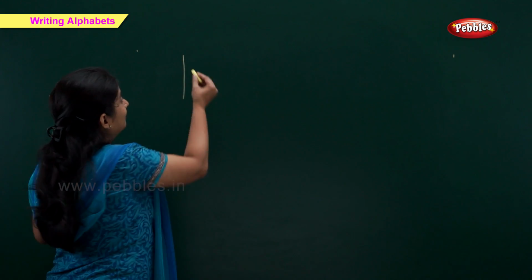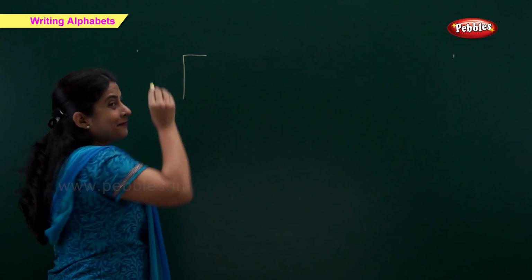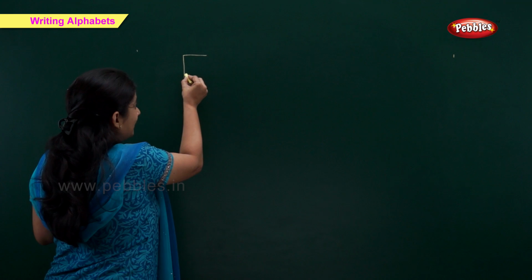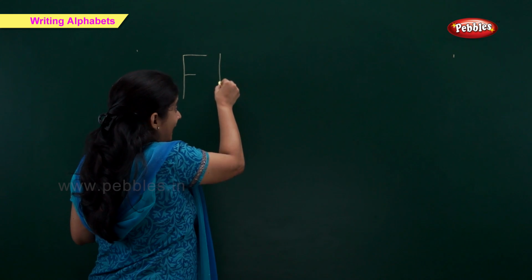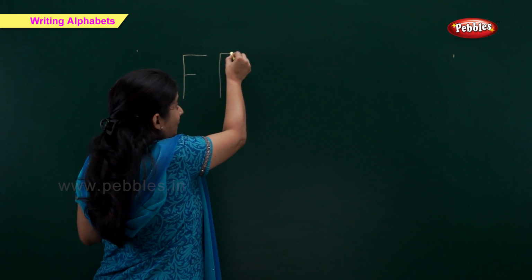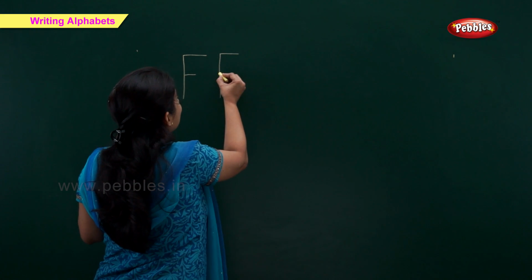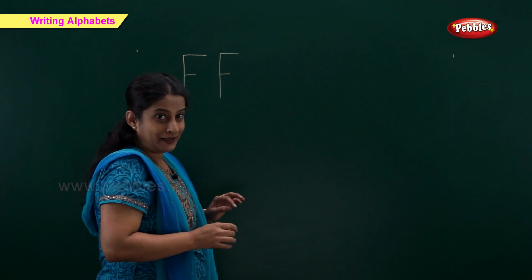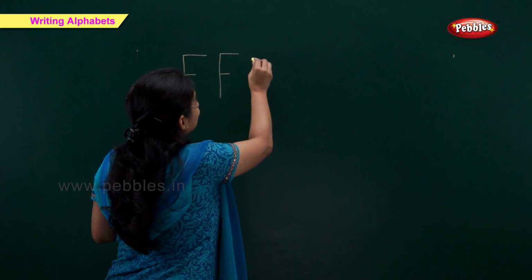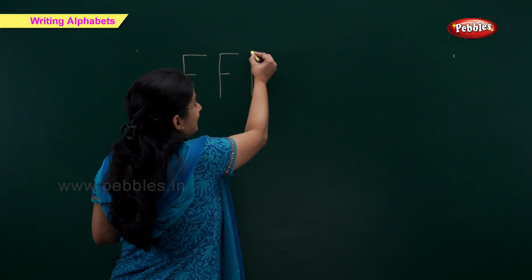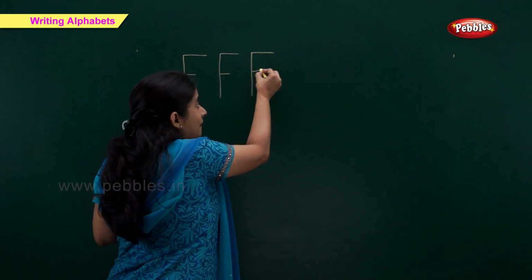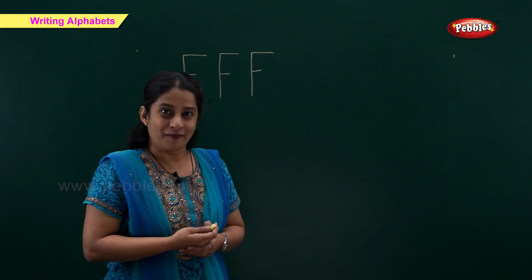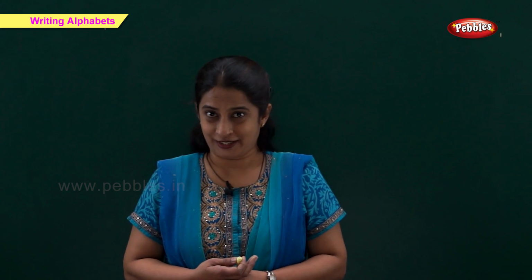One standing line, one big sleeping line, and a small sleeping line makes F. One standing line, one big sleeping line, one small sleeping line makes alphabet F. Now we will write alphabet G.